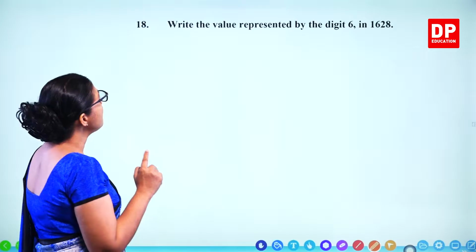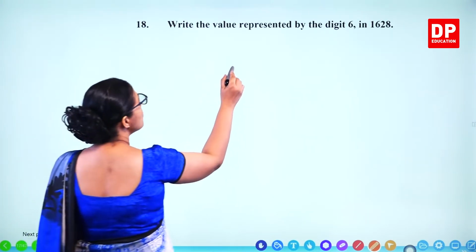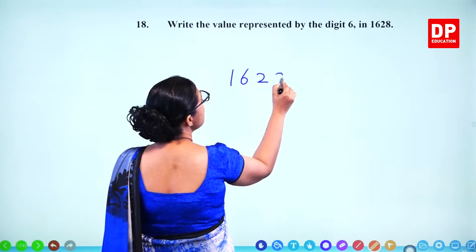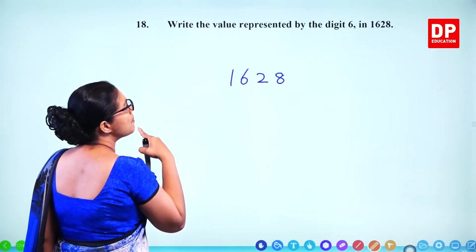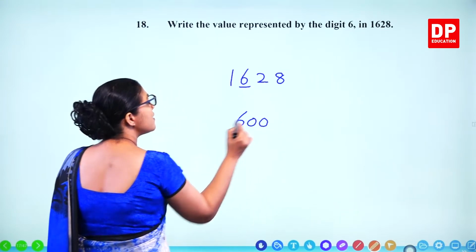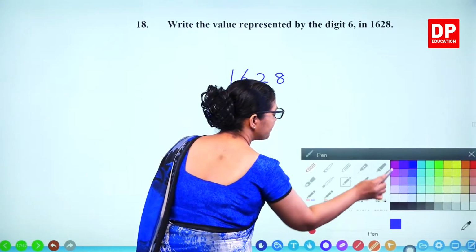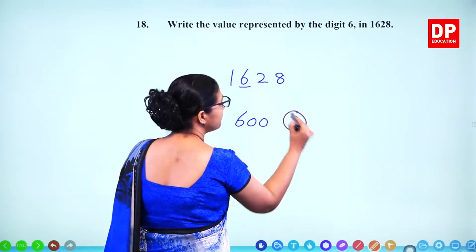Question number 18. Write the value represented by digit 6 in 1628. So this is in hundreds place. So 6 means the value is 600. 6 into 100. 600. 2 marks.